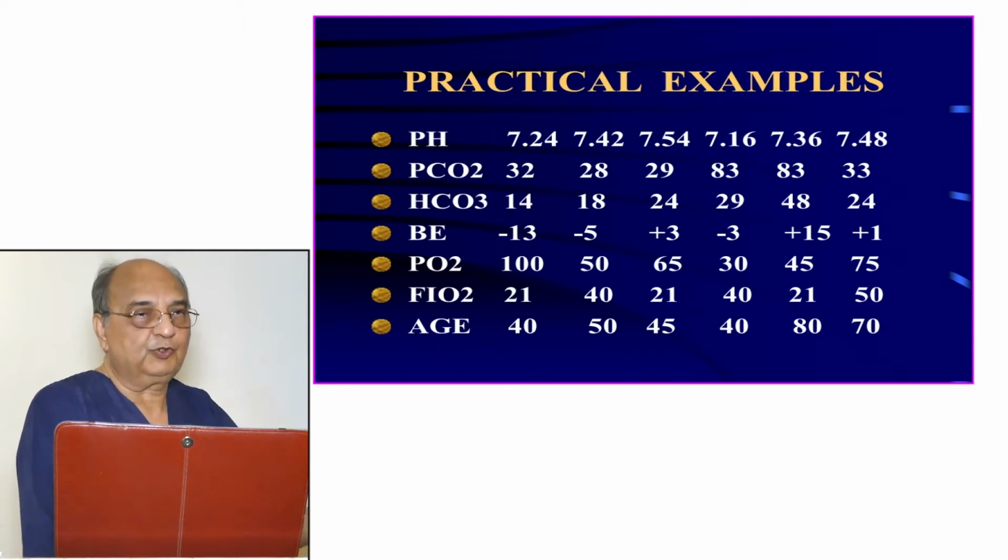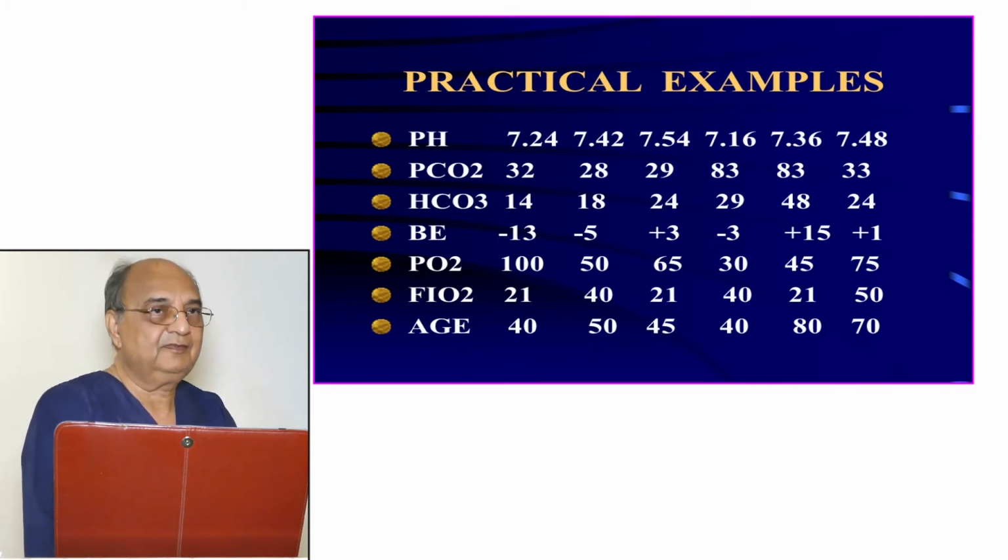pH is 7.42, that shows alkalosis. Then the PCO2 is 28. Can it cause alkalosis? Yes, it can cause alkalosis. But then you look at the bicarbonate, 18. Can this cause alkalosis? No. If it had to, it would cause acidosis. So it means it is a respiratory alkalosis.